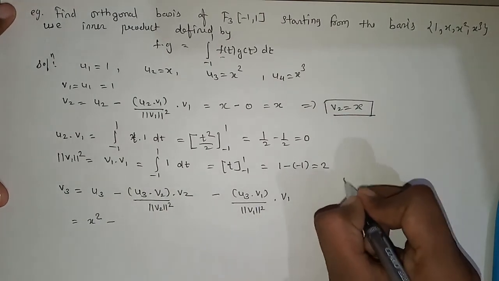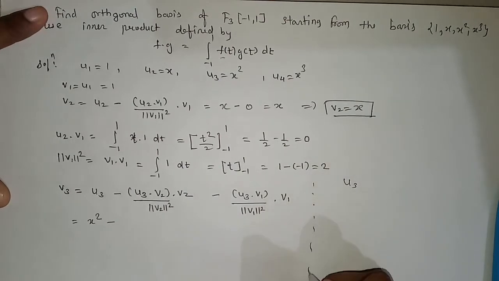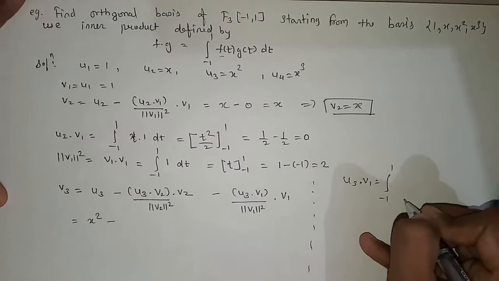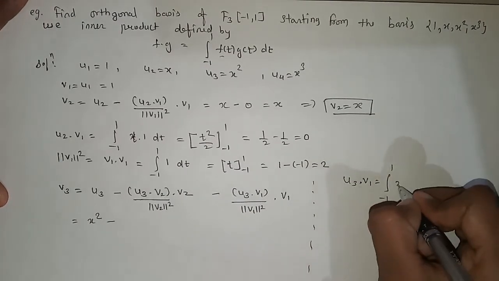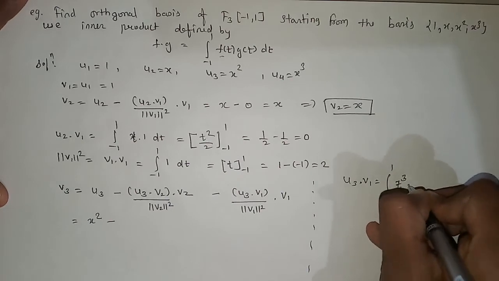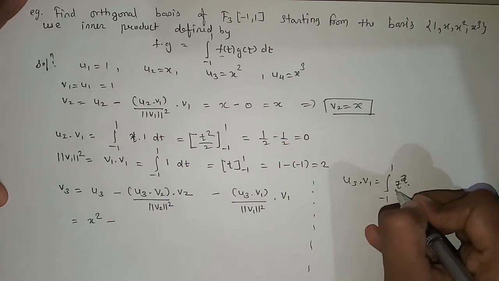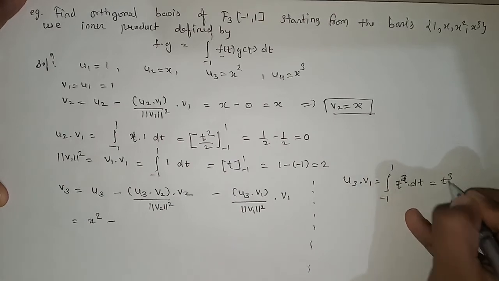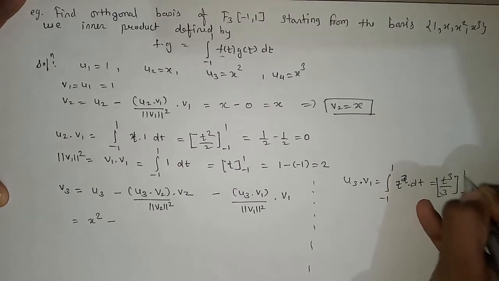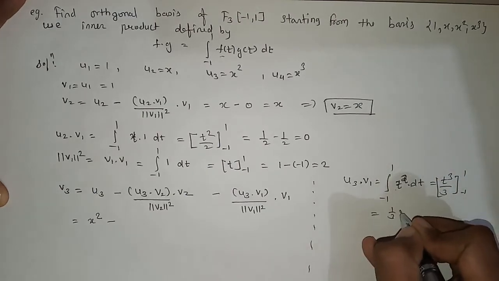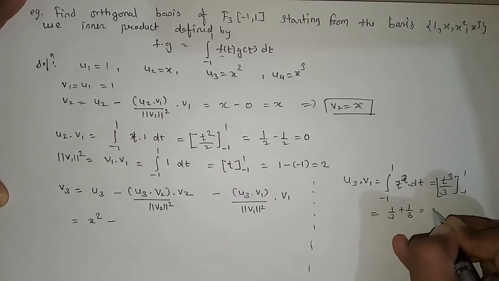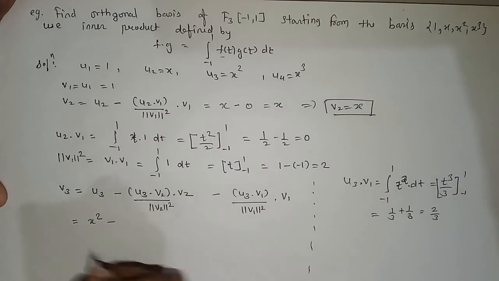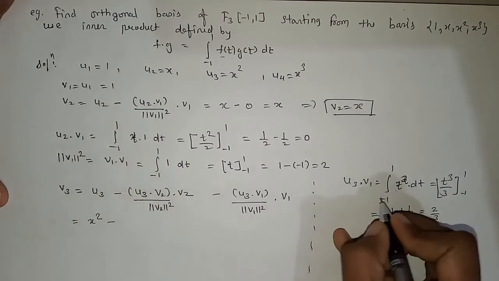So u3 dot v1, the inner product, integration from minus 1 to 1, u3 we have x cube, so t cube dot t square, so t square dot v1 as 1, so t square dt. So this becomes t cube by 3, from minus 1 to 1. So this is 1 by 3 minus minus plus 1 by 3. So this is 2 by 3. So u3 dot v1 we are getting 2 by 3.